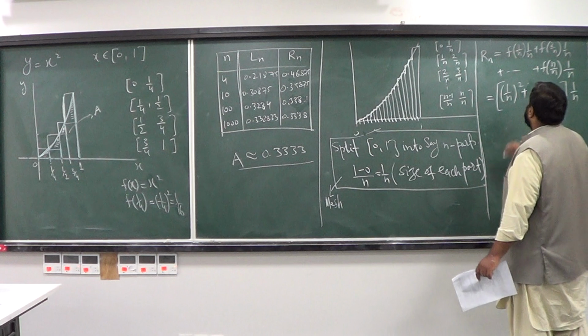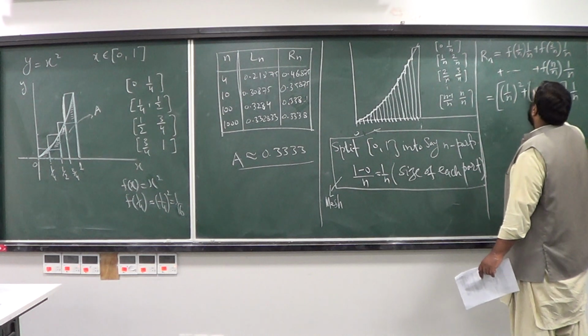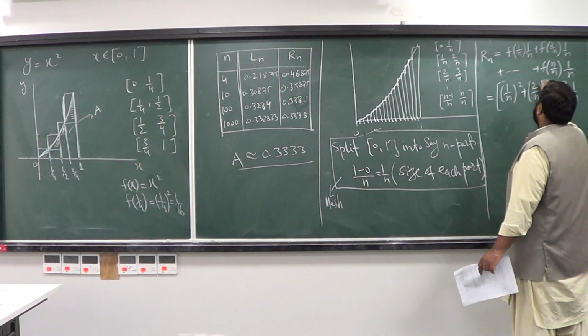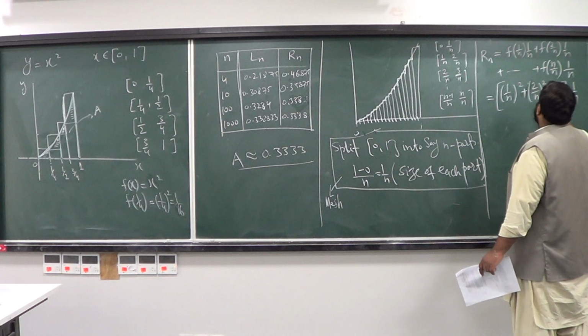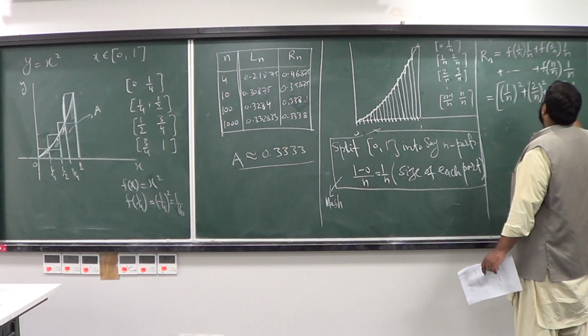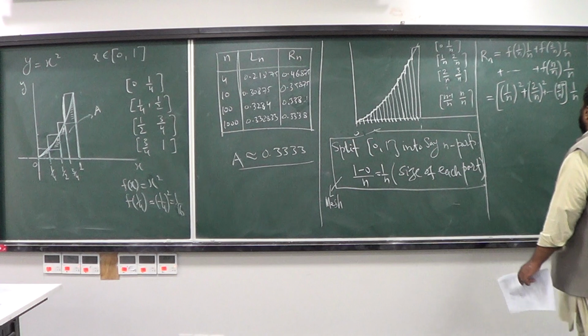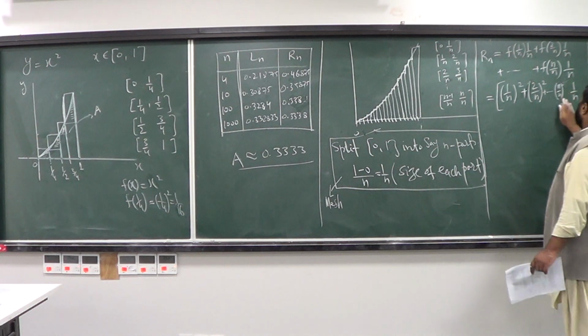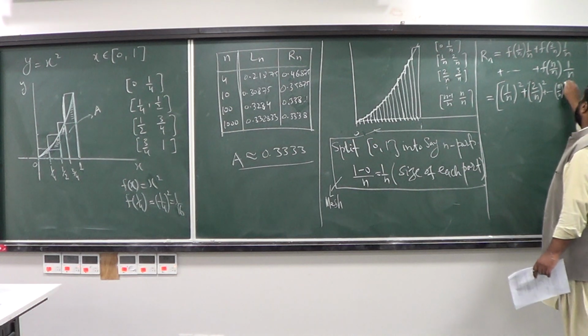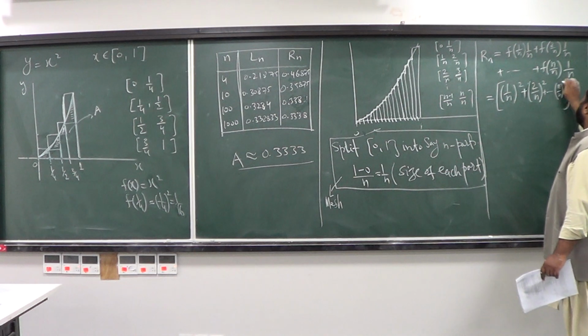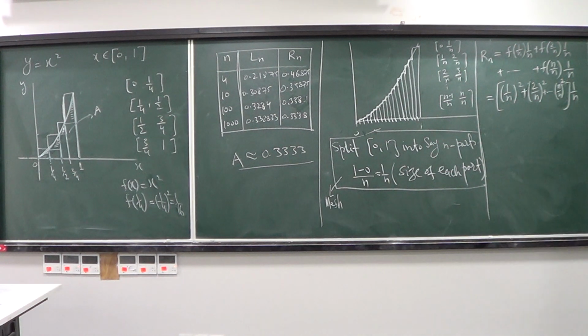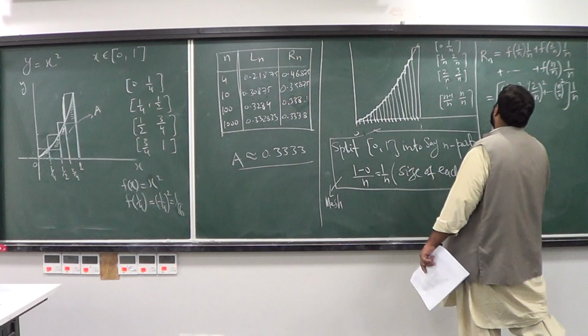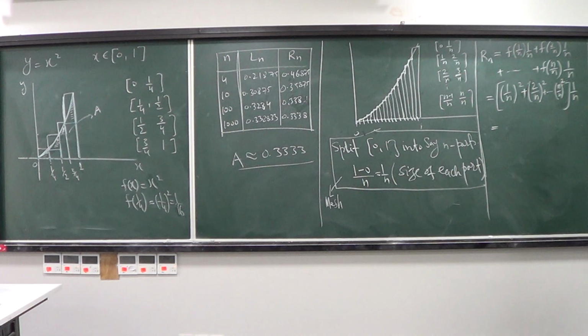So 1 over n squared, what would be this? So this is going to be 2 over n squared plus so on and so forth, and the last is going to be n over n squared actually. Okay? So n over n squared. This is what you're going to get. Now I have to simplify this expression. Do you see anything common in all?